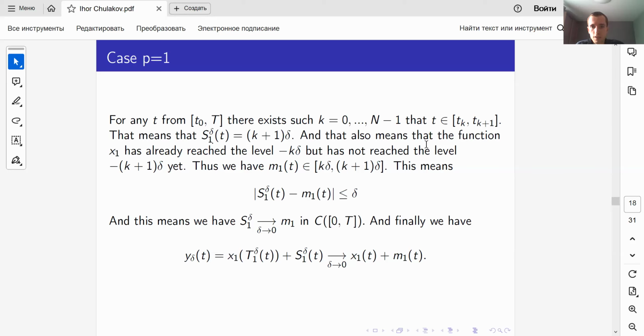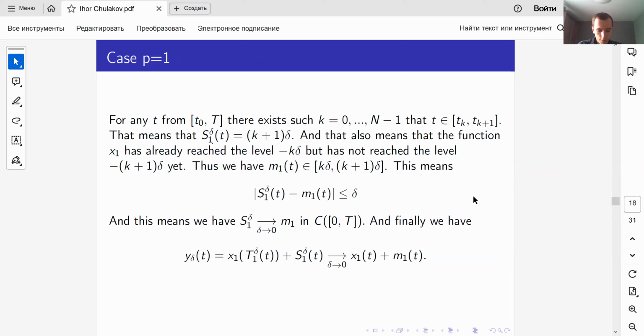And that also means that the function x1 has already reached the level minus k delta, but has not reached the level minus k plus 1 delta yet. Thus, we have m1 t lies in k delta, k plus 1 delta. This means that the difference between the jump function and this running minimum of x1 is less than delta. And this means we have S1 delta tends to M1 when delta tends to 0 in the space of continuous functions. And finally, we have that our solution of our switching problem tends to x1 plus its running minimum.